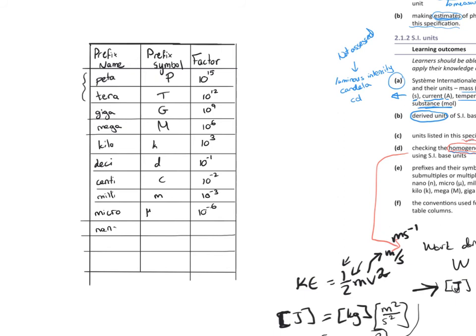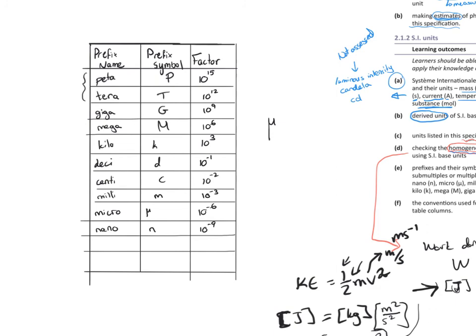Nano, lowercase n. I think the only prefix symbol that you haven't come across very often is micro, because it's a different letter to the English alphabet. So just get a little bit of practice with that. Try and just write a U letter and then just draw a line in front of it. That's the Greek letter mu. Then you have nano, we said, 10 to the minus 9.